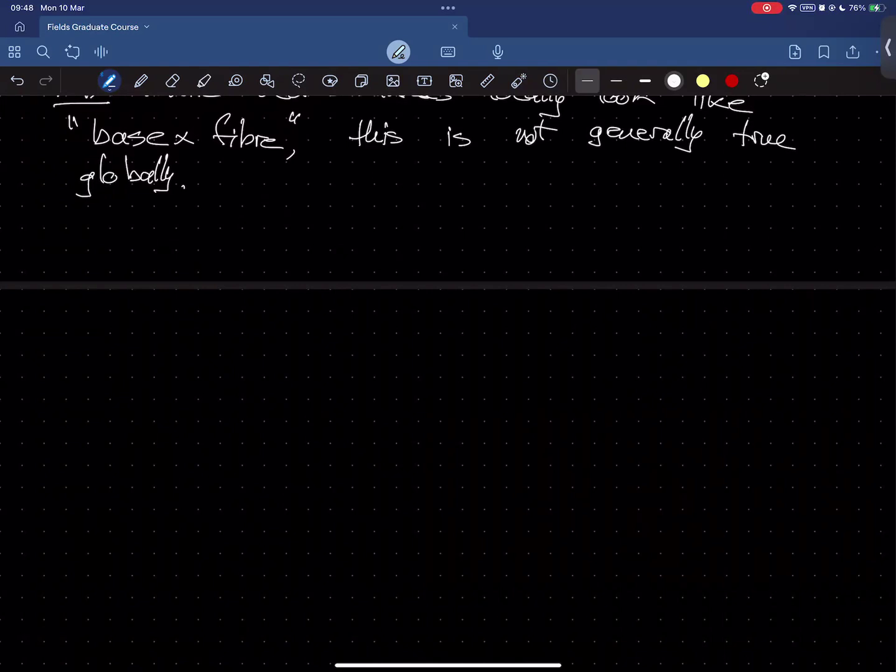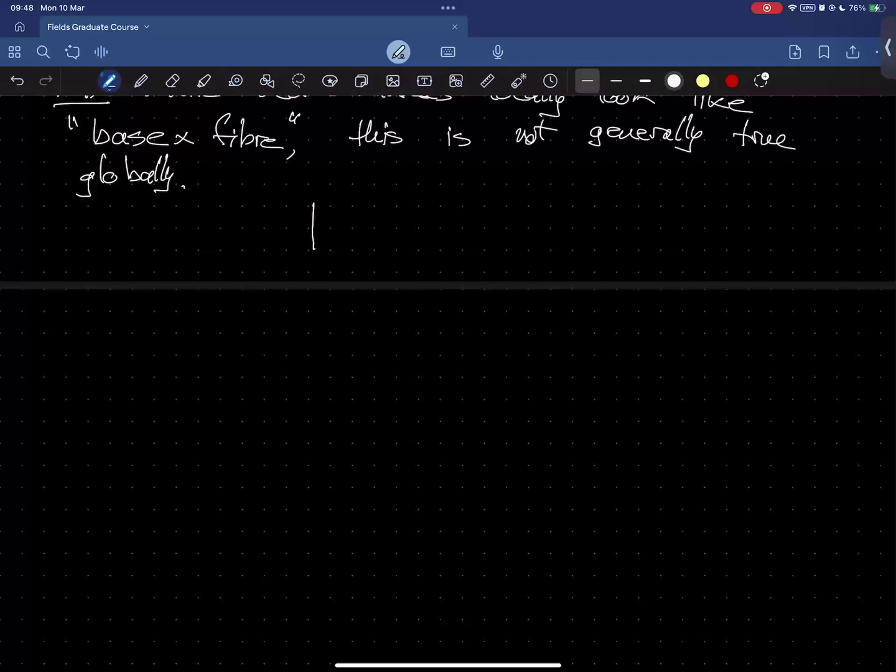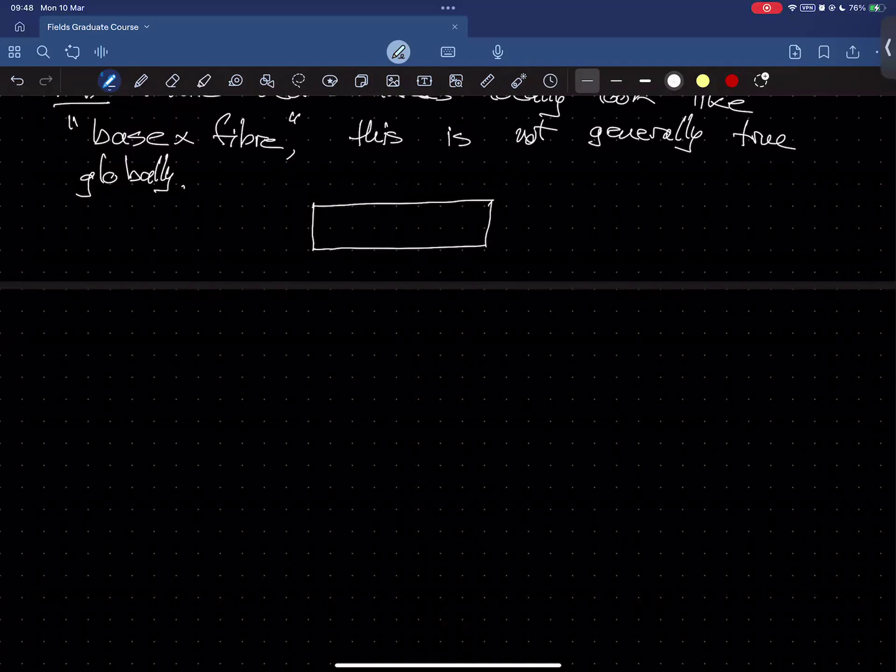A Mobius strip is something you can build out of cardboard. And how do you do it? You take a strip like this, and you match the edges. If you match the edges so that they have the same orientation, then you end up with a cylinder like this.